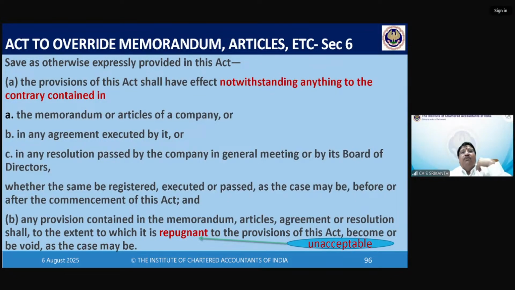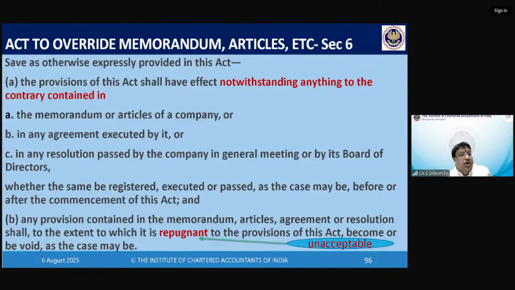So the Act will have effect notwithstanding anything to the contrary. Even if something different is stated, the Act will prevail over the memorandum, any agreement executed by the company, or any resolution passed by the company. Which means whenever you draft a memorandum, articles, agreement or resolution, you should see to it that it complies with the Companies Act.